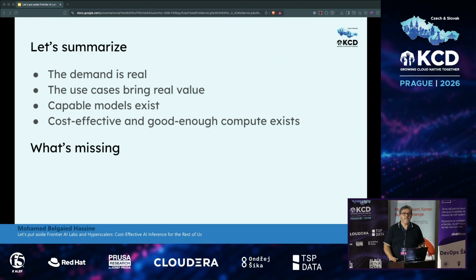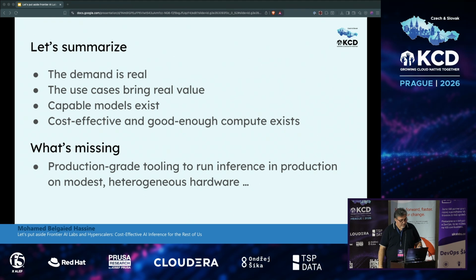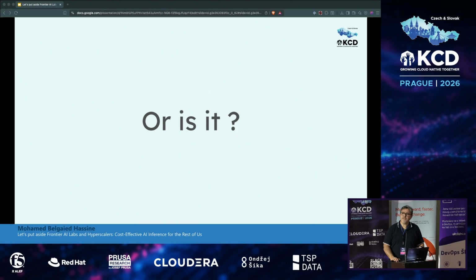So what's missing? We talked about that hobbyist. So what's missing? What's missing is production-grade tooling to run inference in production on modest and also heterogeneous hardware, because you might have GPUs of different types and stuff. Or is it actually?